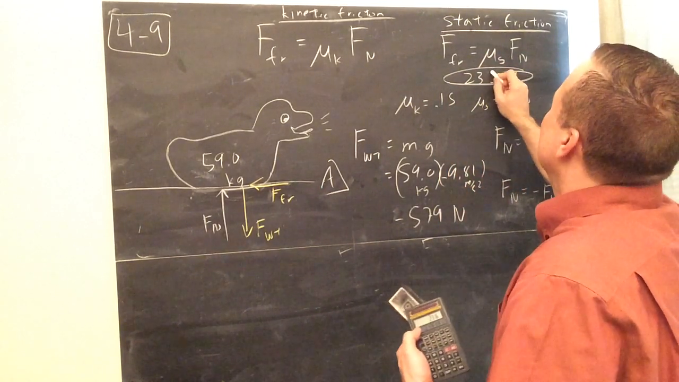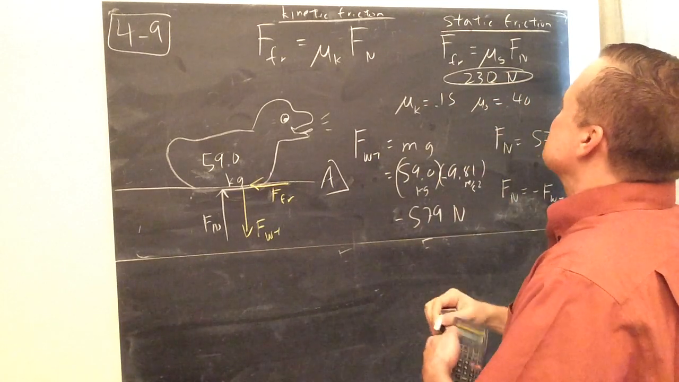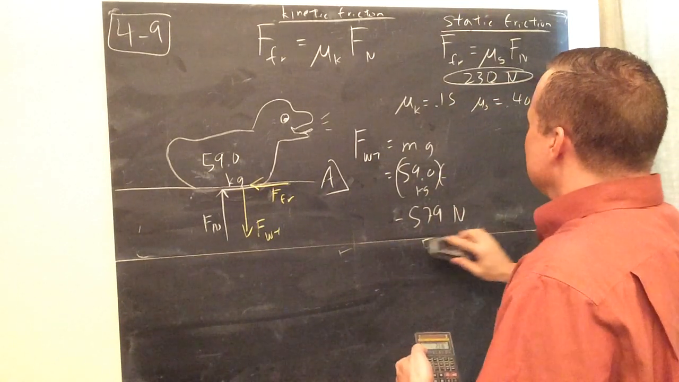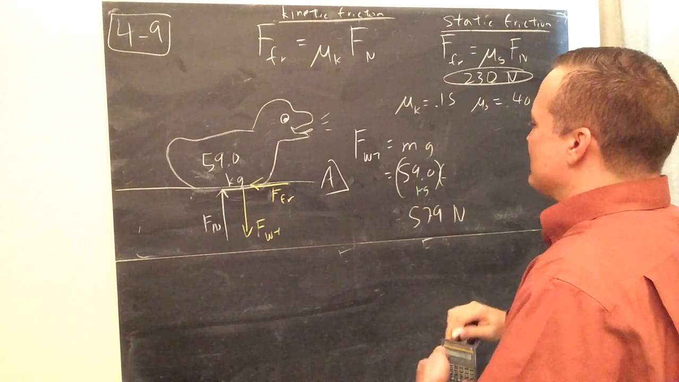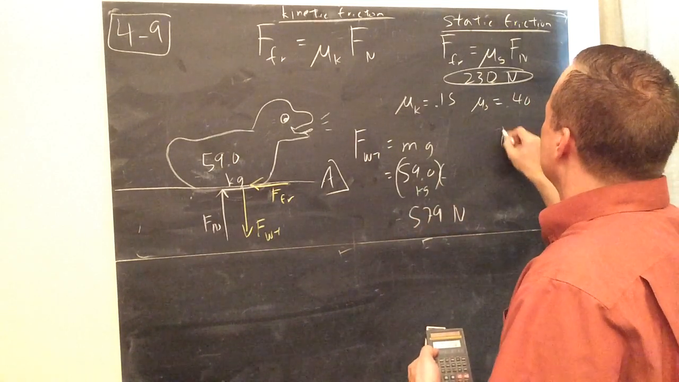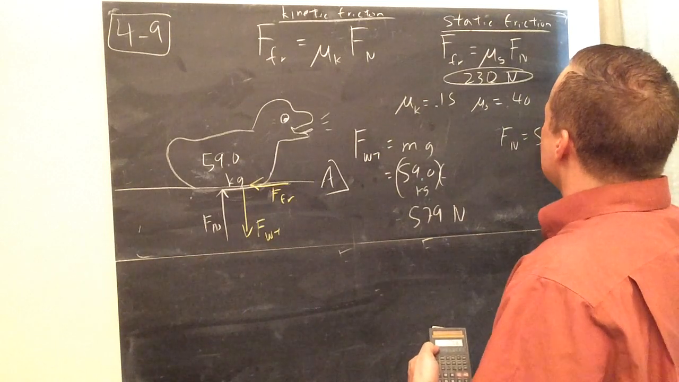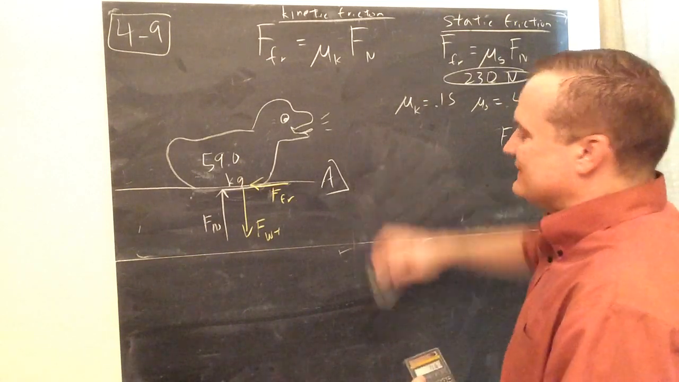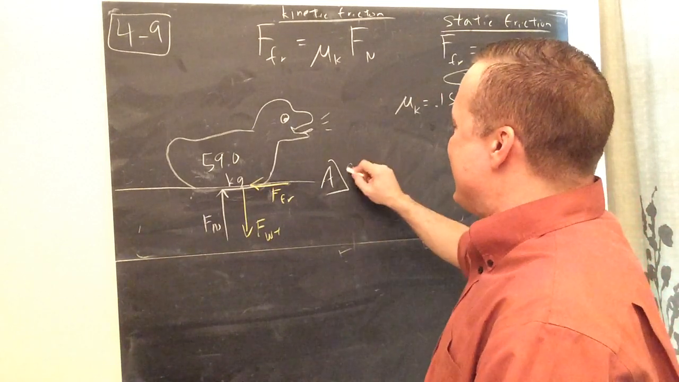I don't know why, but a lot of times coefficients of friction are written with just two decimal numbers. Oh, we're still going to need to know the normal force is 579 for the other part. I'll just erase that little bit. All right, then that was A, letter A. Sorry about that. A, if you want to write that.